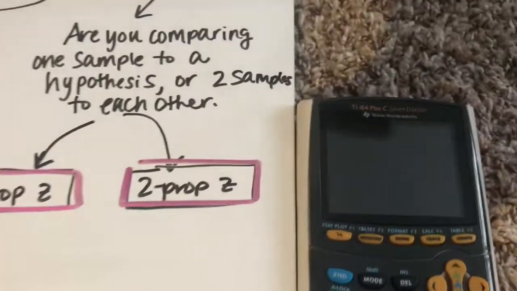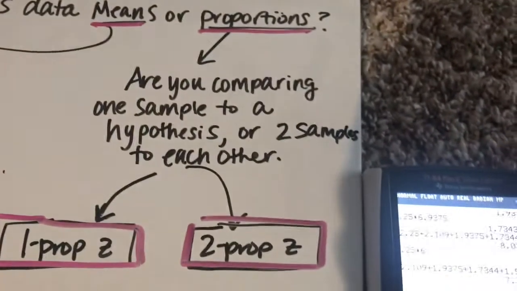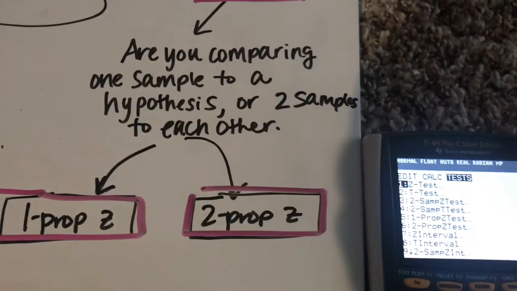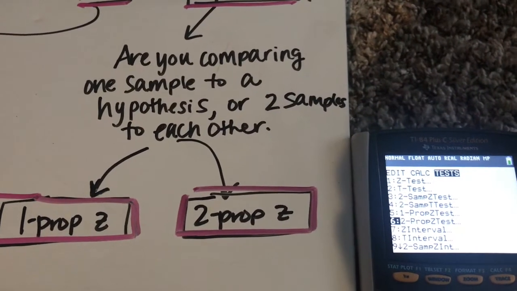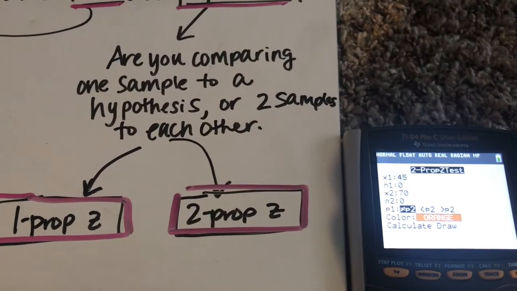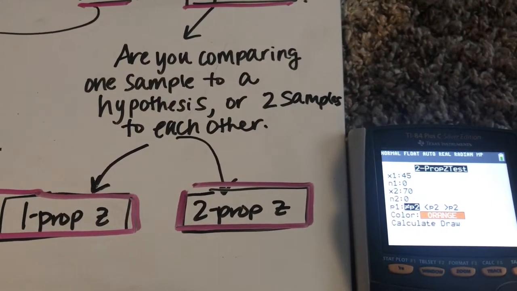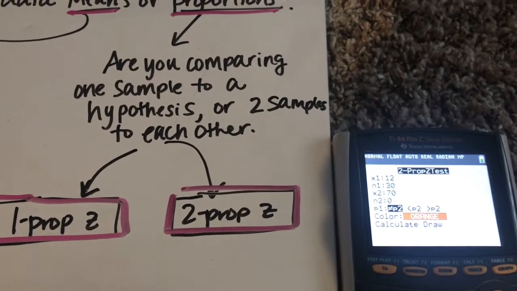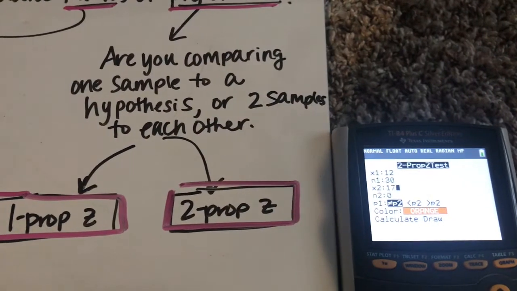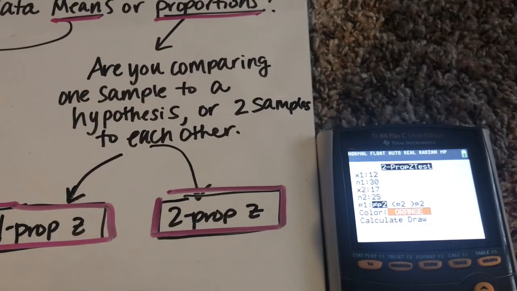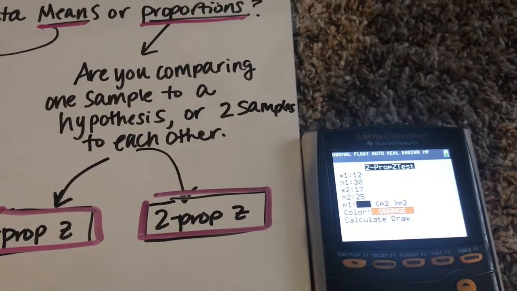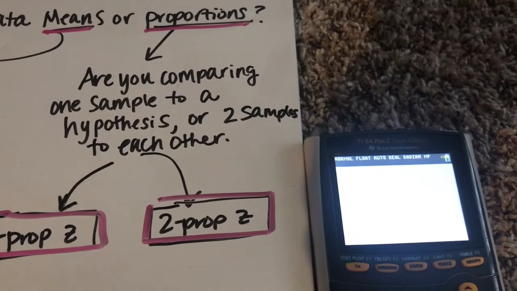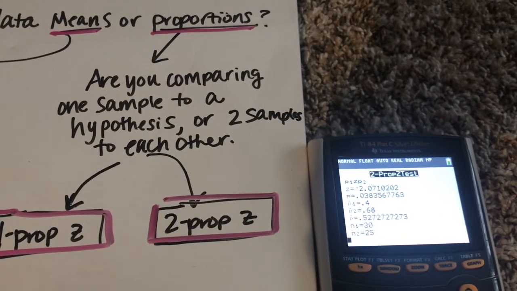So really all you have to do in your calculator is find that test. Stat, test, and scroll down to where it says two proportion z-test. Basically you just type in your two fractions, 12 out of 30 and 17 out of 25, each in their own category. It just said different, so I would keep it not equals and calculate. And there you go. That one's pretty easy.